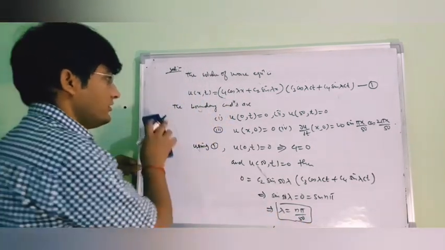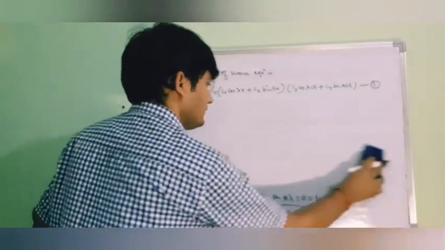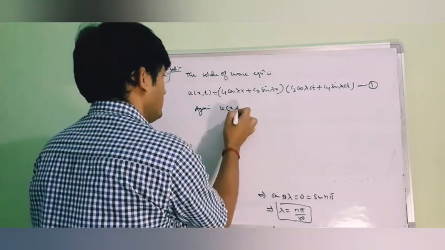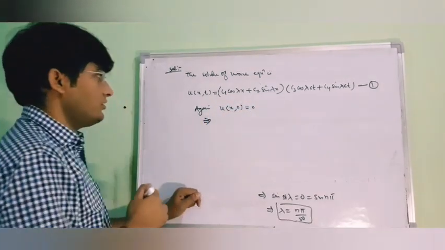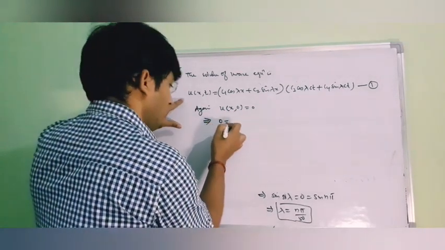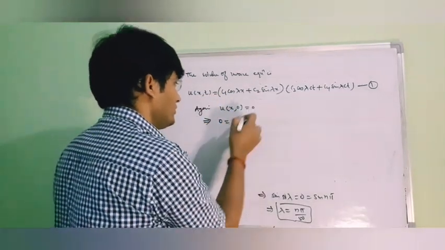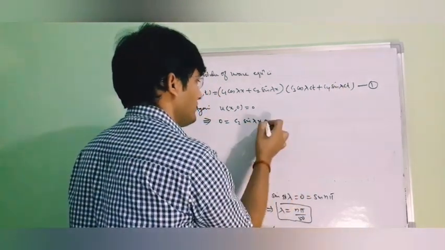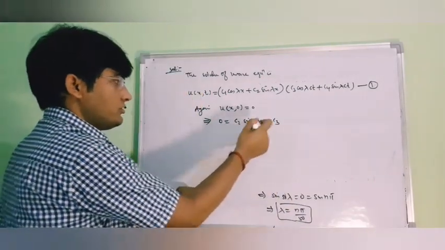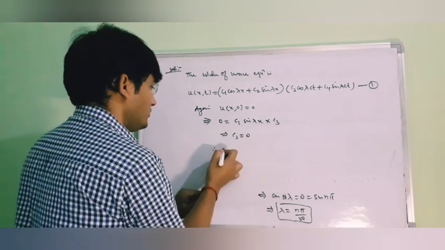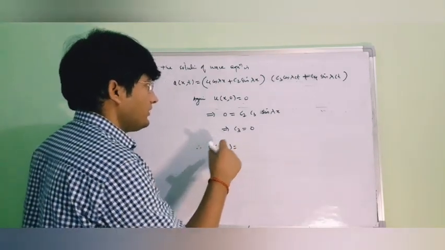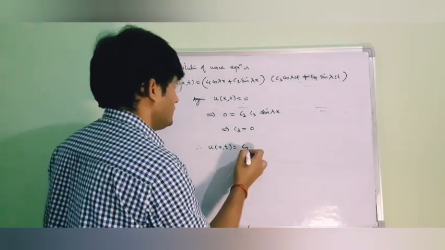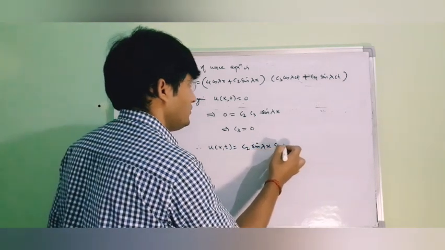Now let us operate condition number 3. Again, our initial displacement is 0. So when t equal to 0, u is 0. c1 is already 0, so this will be c2 sin lambda x. Now t is 0, that means cos 0 is 1 and sin 0 is 0, so we will have c3. So c2 cannot be 0, so c3 will be 0. Therefore your u(x,t) will be, now that c1 and c3 are 0, c2 sin lambda x into c4 sin lambda ct.